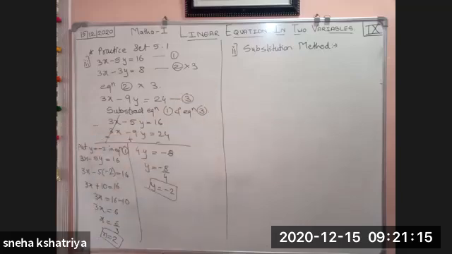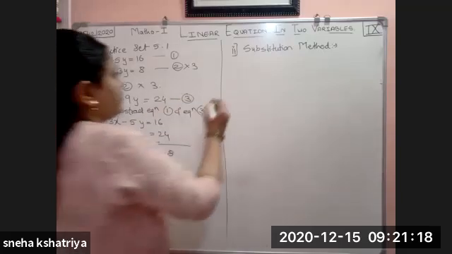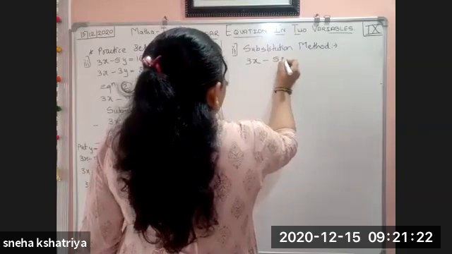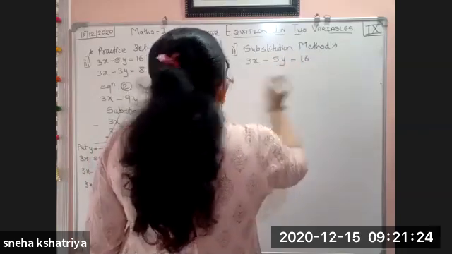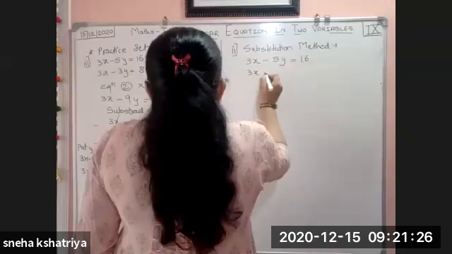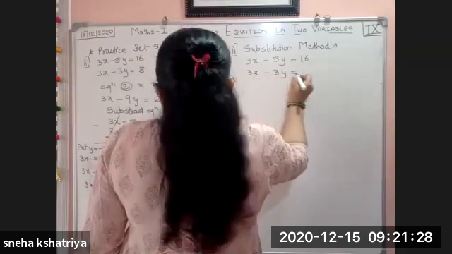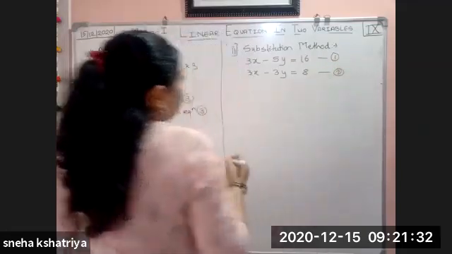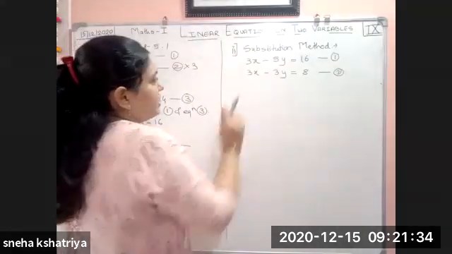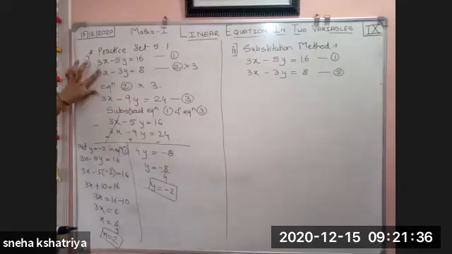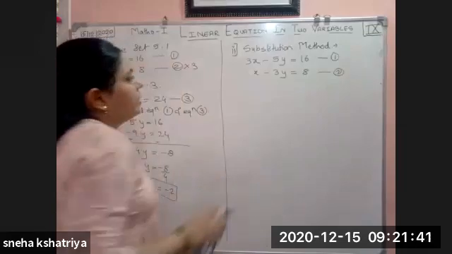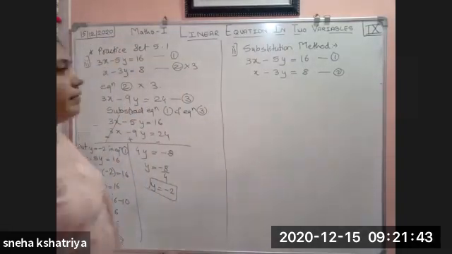Now we will see by using the substitution method. Same example, I am going to write 3x minus 5y is equal to 16 and x minus 3y is equal to 8. This is equation number 1, this is equation number 2. I'm so sorry, here it is not 3x. It is only x minus 3y is equal to 8.